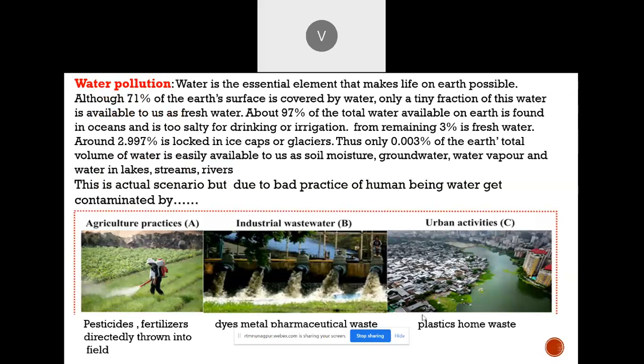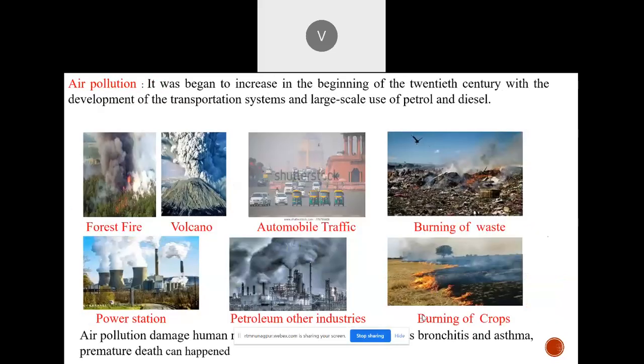So what is water pollution? As we know, water is the essential element that makes life on the earth possible. Although 71% of the earth's surface is covered by the water, only 0.03% is available for irrigation and drinking purpose in lakes, streams, and the rivers. This is the actual scenario, but due to the bad practice of the human being, water gets contaminated by pesticide and the fertilizer, which is directly thrown into the field. Second one, dyes, metal, pharmaceutical waste from the industry are directly thrown into the rivers. Then the next one is plastic and the home wastage from the urban activities are directly thrown into the water resources. So it will be responsible for the water pollutions.